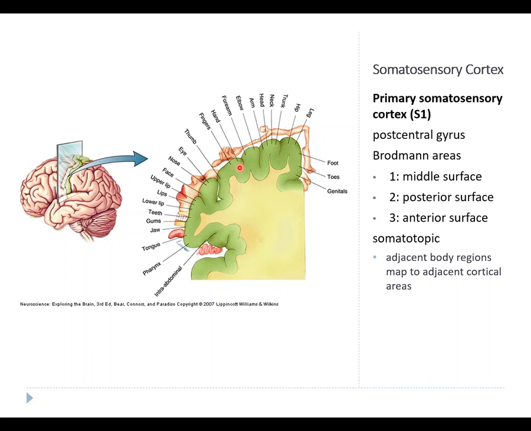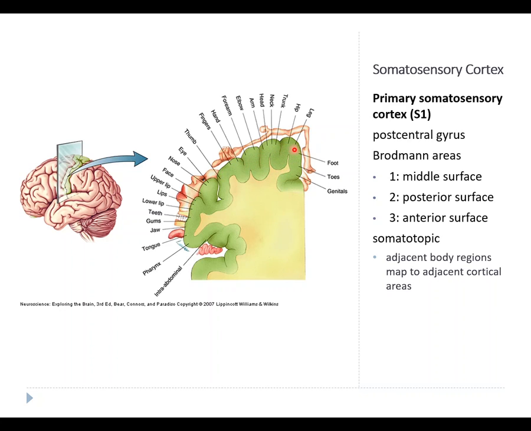And the reason we say it's somatotopic is that the parts of the body that are next to each other are also represented by parts of cortex that are next to each other. So the part of the cortex that represents the elbow is right next to the part that represents the arm, and then that's next to the part that represents the head and the neck and the trunk and so on. So the entire body is represented on each side. The entire right side of the body is represented on the left side and vice versa. And those regions are next to each other.